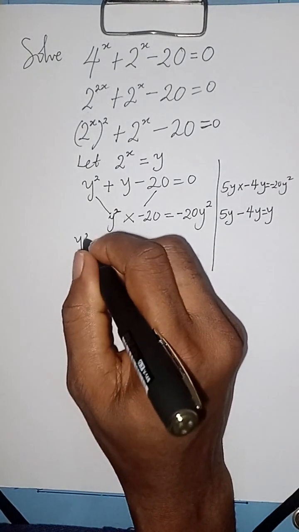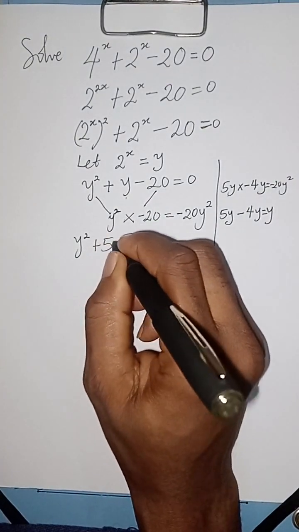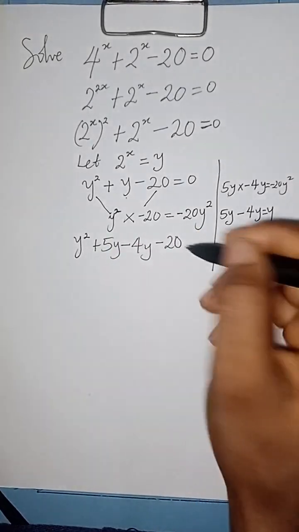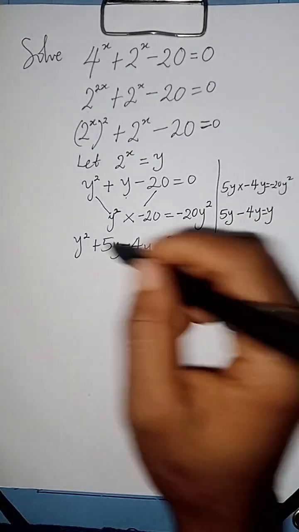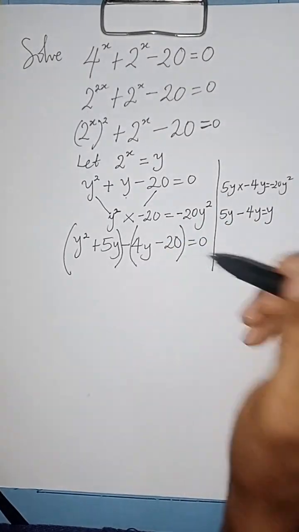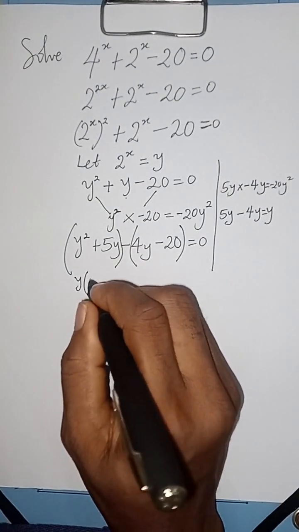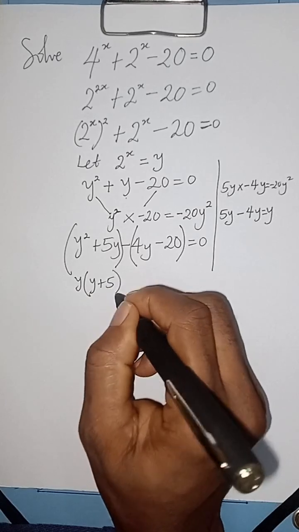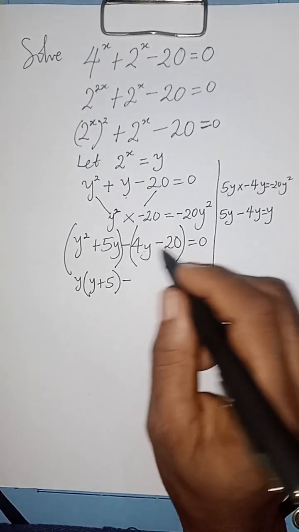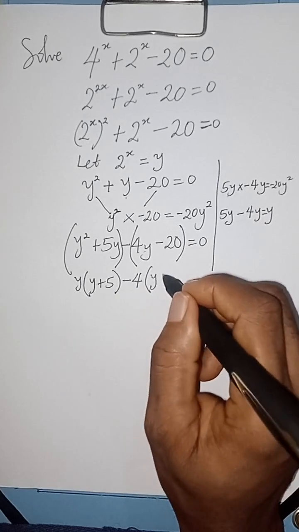This is y squared. In place of this y, it will be plus 5y minus 4y minus 20 equal to 0. Let's factorize. You group the first two terms together, and you group the last two terms together. What is the common factor here? The highest common factor is y, so y plus 5. Then for the second group, with the minus sign, what's the highest common factor? It's 4. You open a bracket, and this is y plus 5.